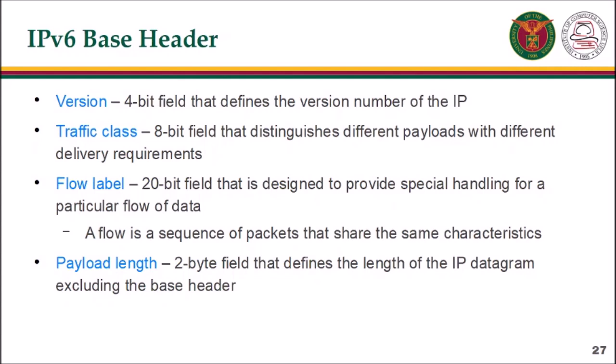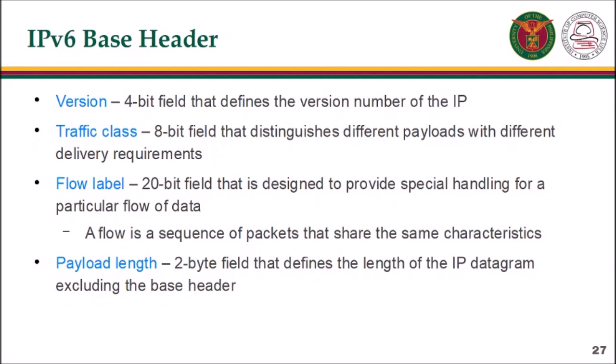The 8-bit traffic class field is used to distinguish different payloads with different delivery requirements. It replaces the type of service field in IPv4. The flow label is a 20-bit field that is designed to provide special handling for a particular flow of data. A flow is a sequence of packets that share the same characteristics.